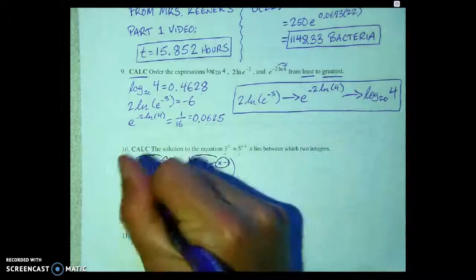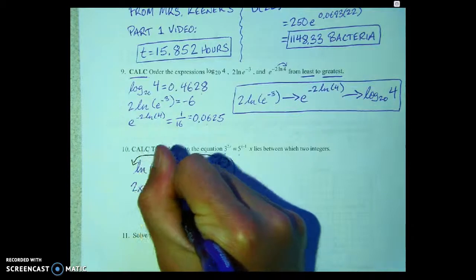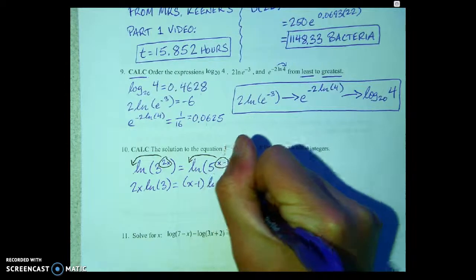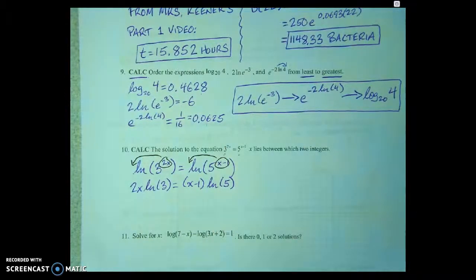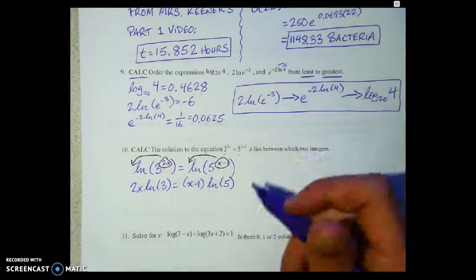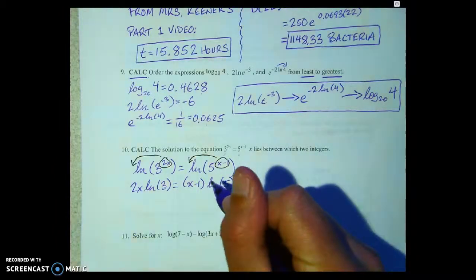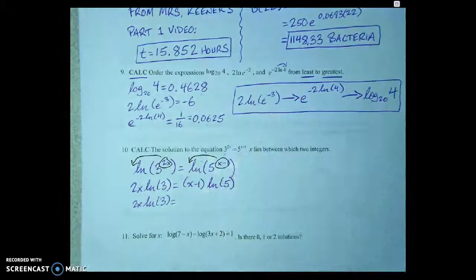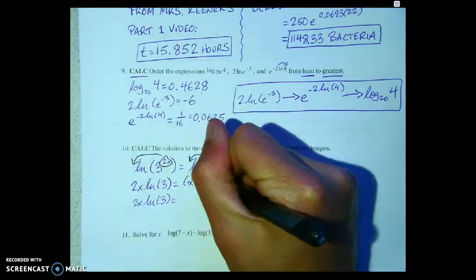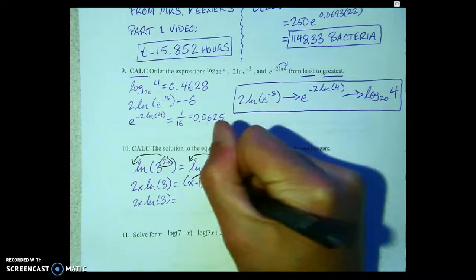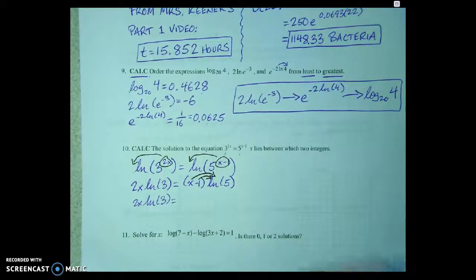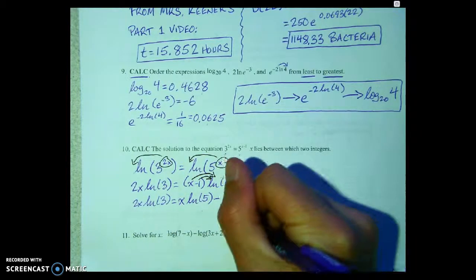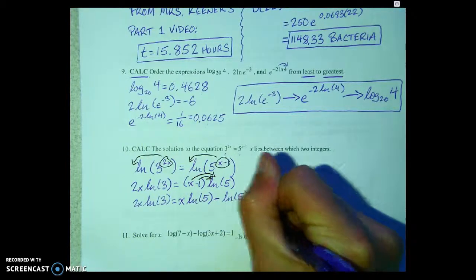All right, so now we have 2x natural log 3 equals x minus 1 natural log 5. Okay, and at that point we then get 2x natural log 3 is equal to, I'm going to distribute that x minus 1, both of them, into the natural log of 5. So really this is going to turn into x times the natural log of 5 minus 1 times the natural log of 5, which is just natural log of 5.